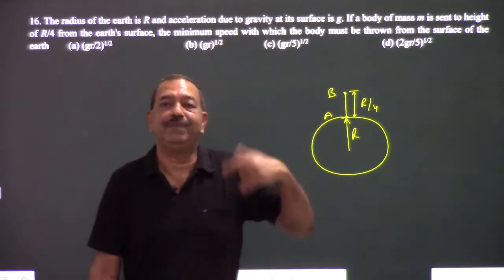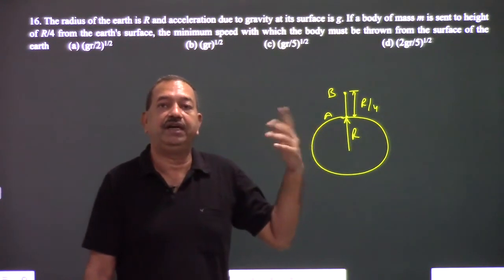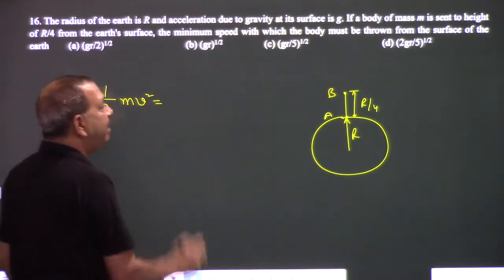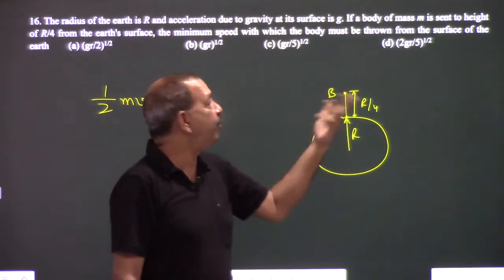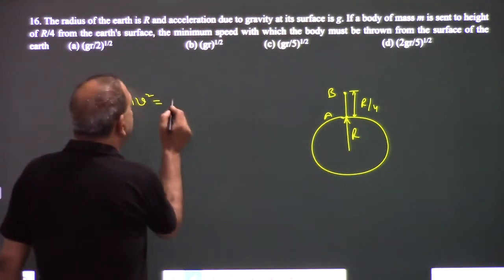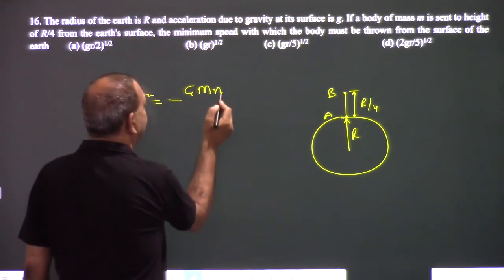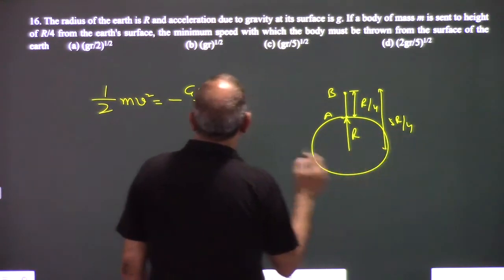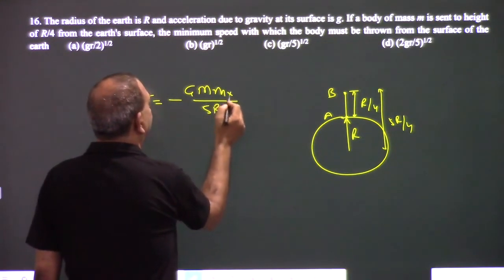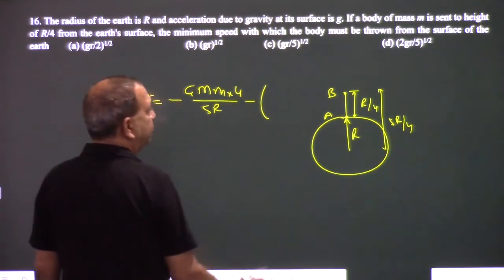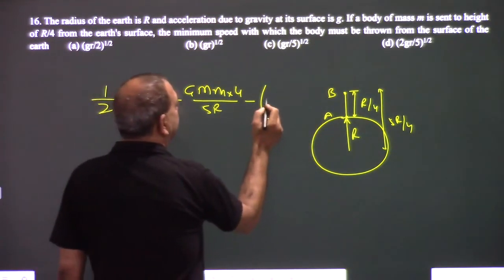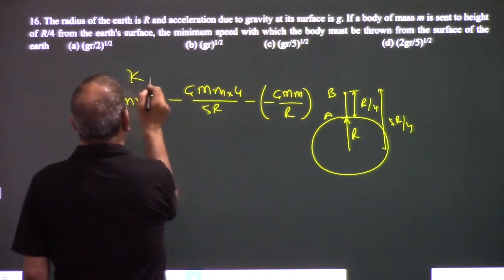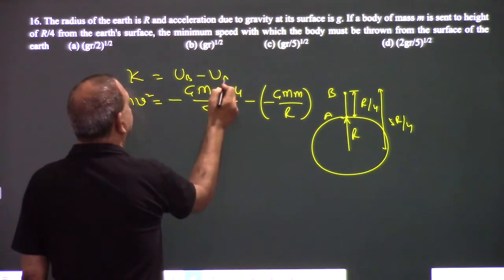Let's say we throw this with a speed v. Then the kinetic energy will convert into the potential energy. So half m v square, that is the kinetic energy, will be converted into potential energy. How much is the final potential energy? Minus G M m upon the total distance 5r by 4, minus the initial energy at A, that is minus G M m by r. So kinetic energy is equal to the change in potential energy from B to A.